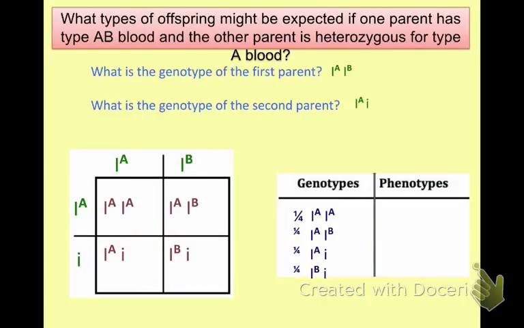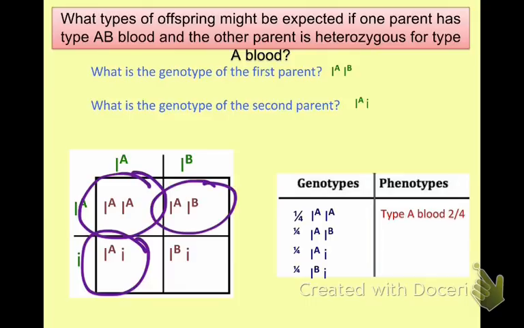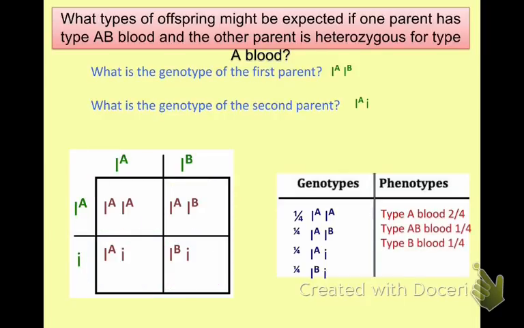All right, what are our phenotypes? What blood type will the first one be? A. Very good. How come it says 2/4 of them are A? It's because one is AA and one is AO. Atta girl. This is type A, and this is type A. What is our other blood type? Type AB, very good. And our last type is going to be type B. So 1/4 is AB blood, and 1/4 is type B blood.